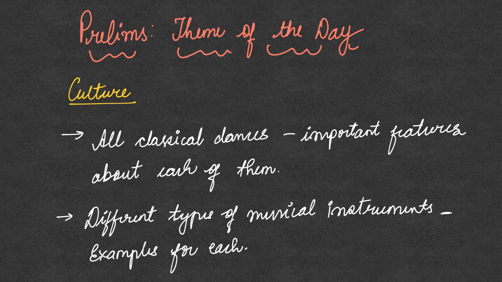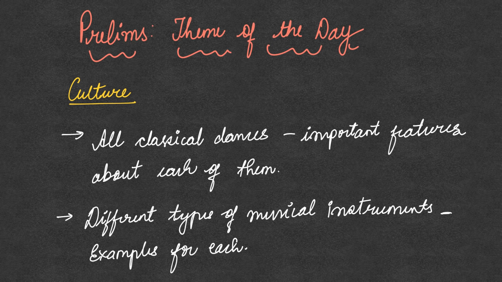So you may have a question on a classical dance with 4 options, out of which one of the options may be describing a feature of another classical dance. So it's very important that we understand the differences between the classical dances, what features differentiate them, so that we can distinguish between them. The most important features which distinguish each of them need to be known.